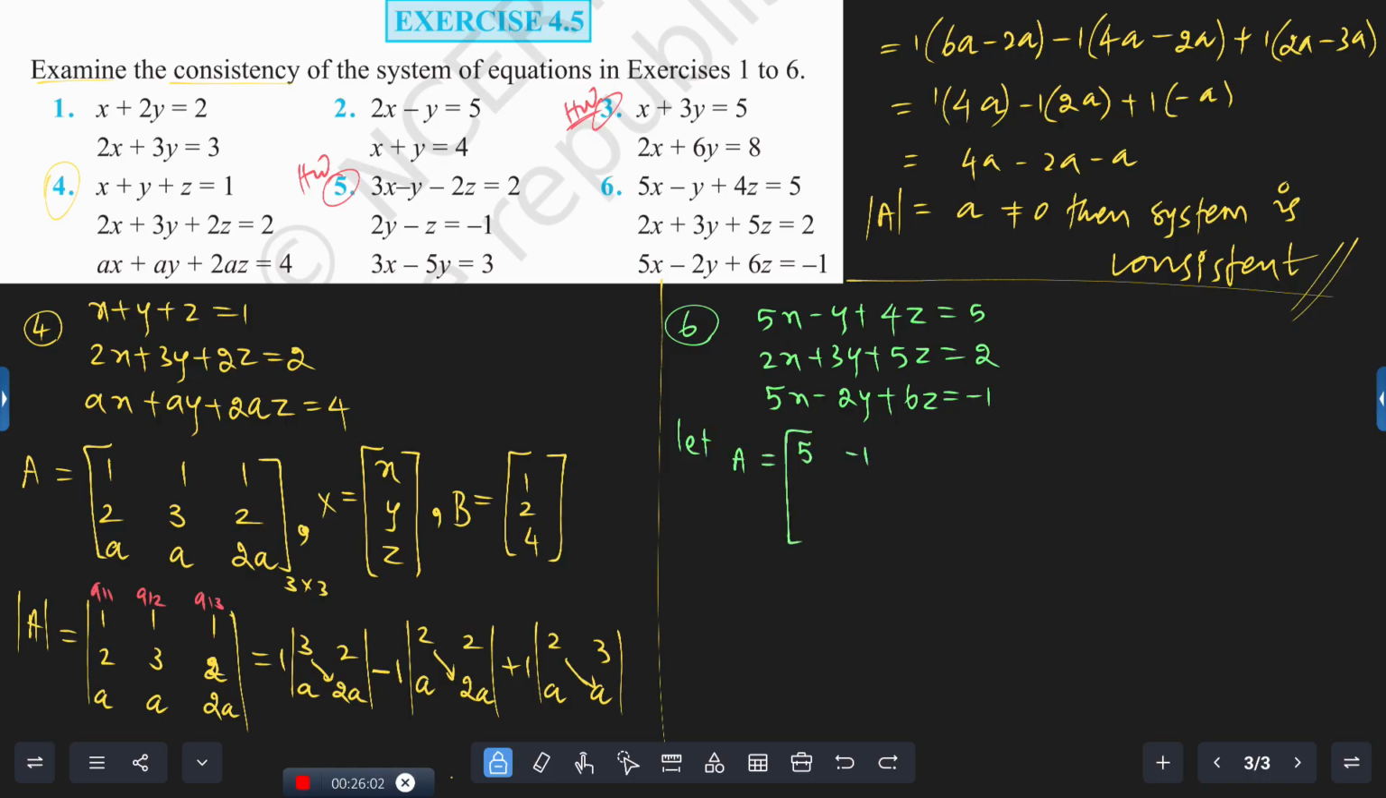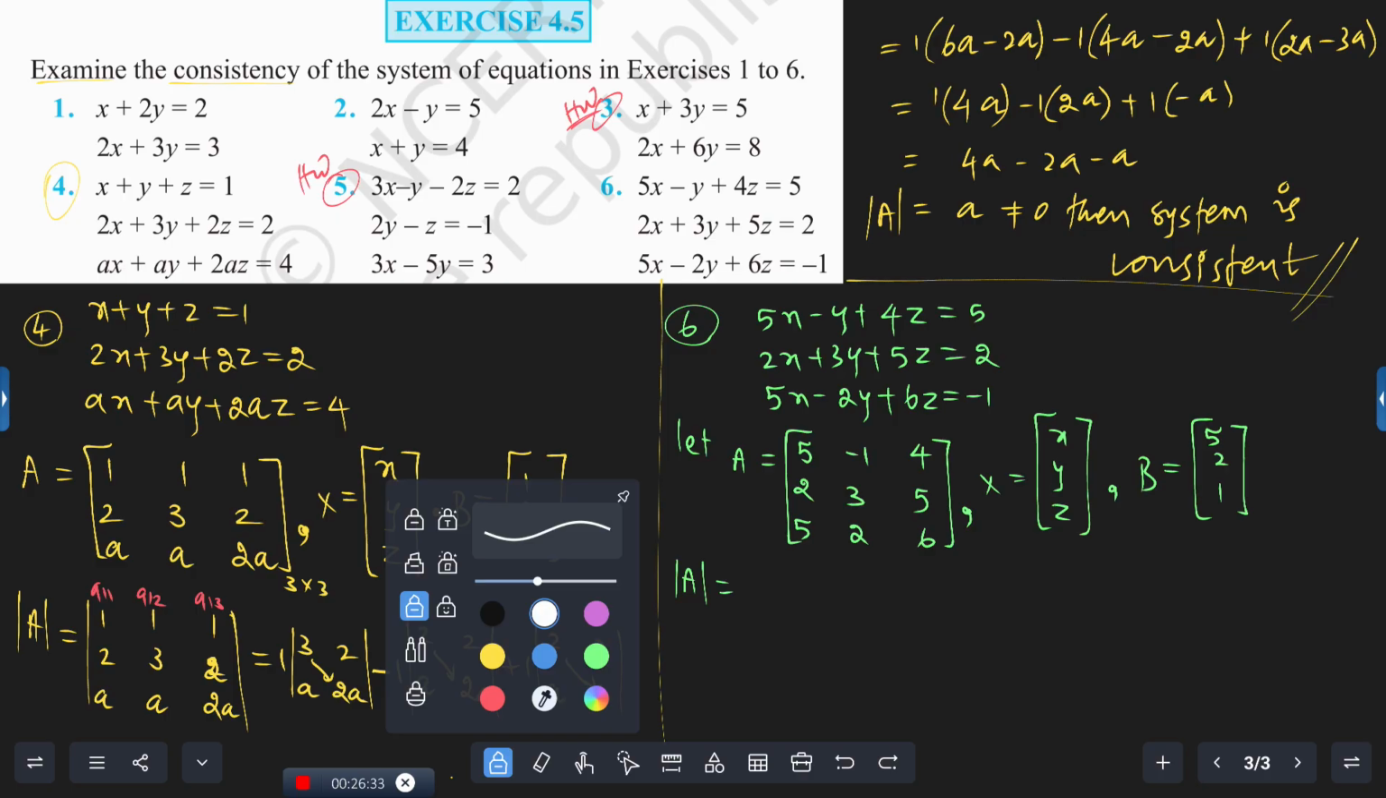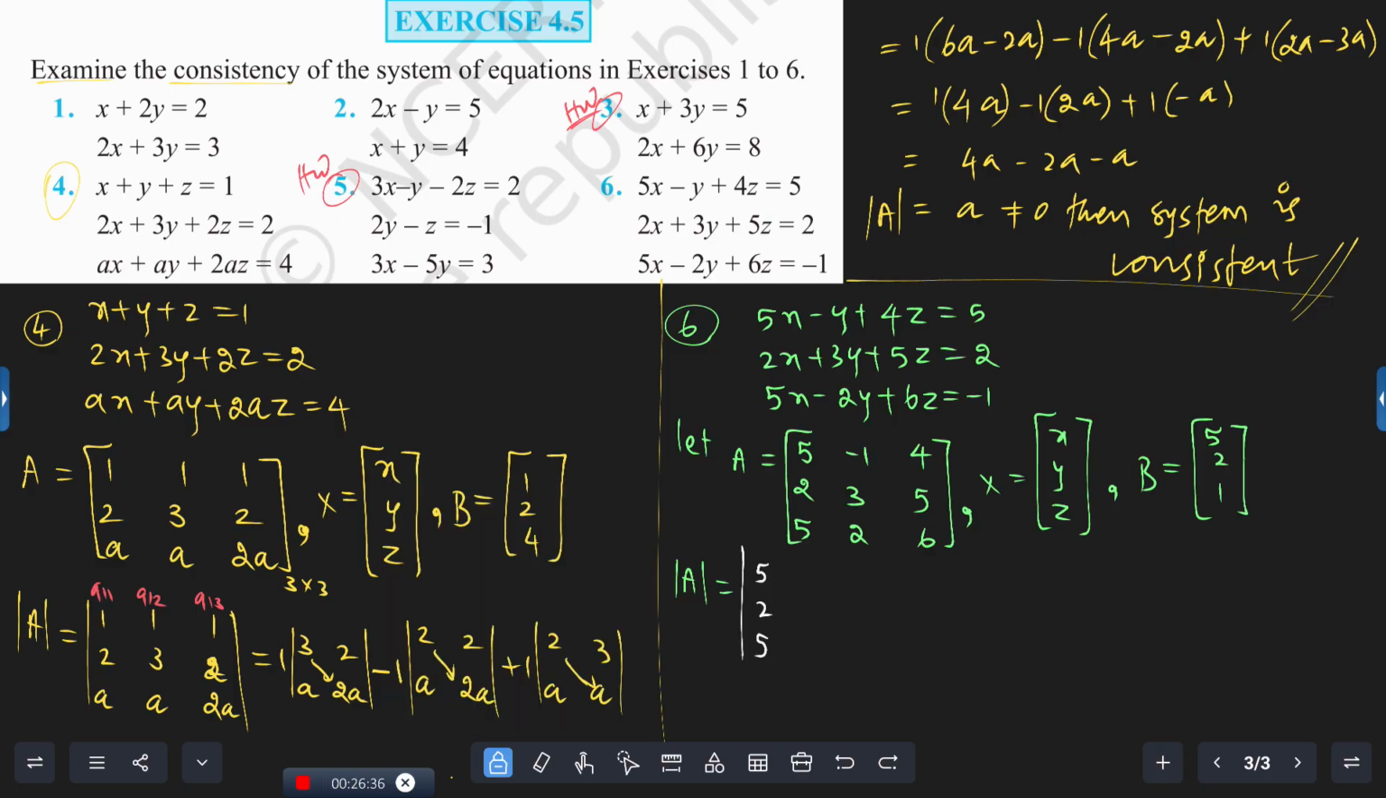So 5, minus 1, 4 for first equation over. All coefficients I am writing. 2, 3, 5, 5, minus 2, 6. A matrix over. X matrix, column matrix, which is the variables, and B matrix, constant matrix, 5, 2, minus 1. That's it. So all those things we have, just we have to take determinant. Determinant of A is what they will be telling. 5 2 5, minus 1 3 2, 4 5 6. We have to take determinant.